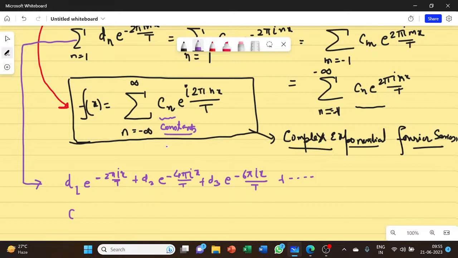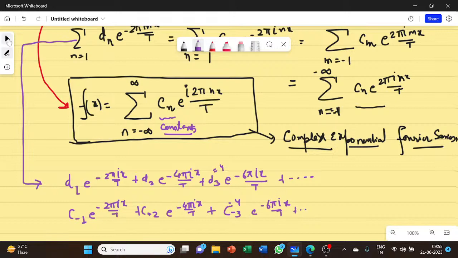So it's just a matter of symbol. If I write, instead of d1, c minus 1, it will be e to the power minus 2 pi iota x upon t. This will be c minus 2 e to the power minus 4 pi iota x upon t. And then this will be c minus 3. Basically it may happen that d3 is 4. This is also 4. Basically I have just changed the symbol so that the series looks quite compact. So here it will be c minus 3 e to the power minus 6 pi iota x upon t, so on and so forth.